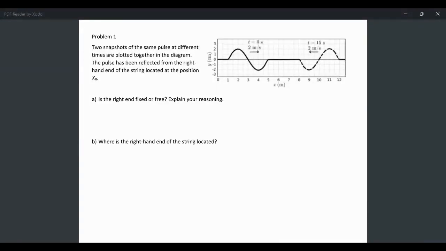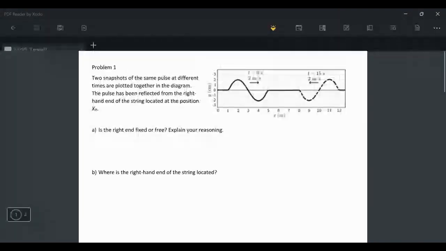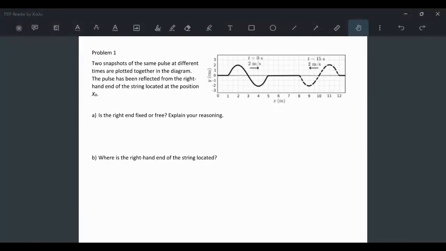Okay, so problem one's on the screen here. It says that two snapshots of the same pulse at different times are plotted together in the diagram. We have the diagram on the right. It's a little bit fuzzy, so sorry about that. The pulse has been reflected from the right-hand end of the string located at position R.